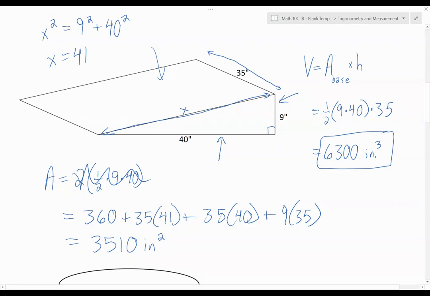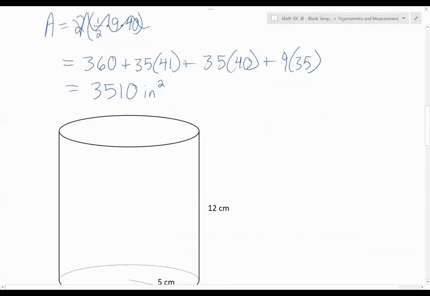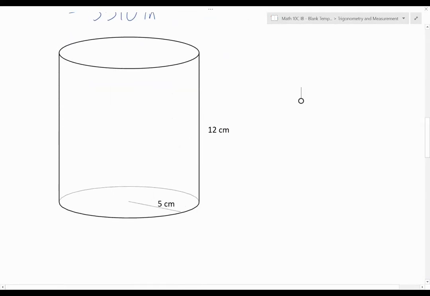All right, so our next shape we have to deal with. All right, here we go. Our next shape is a cylinder. But in some ways, we can think of this as exactly the same as the prisms we were dealing with, where our base is a circle.